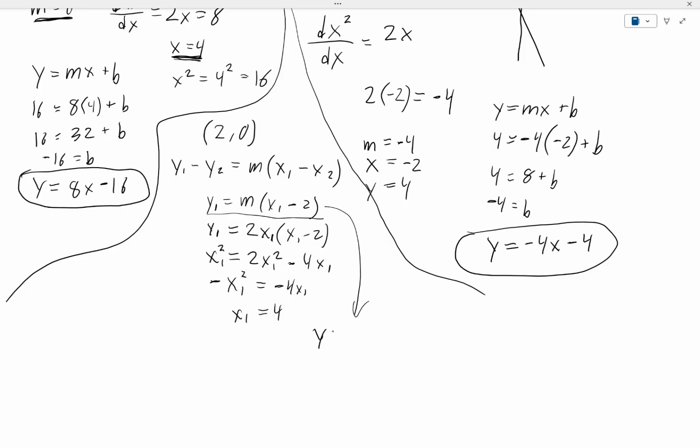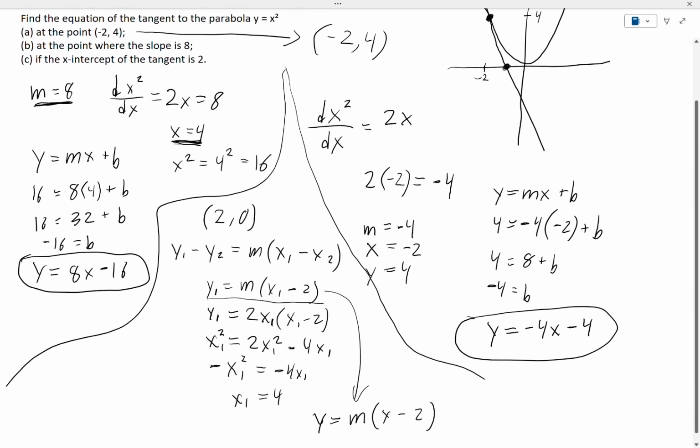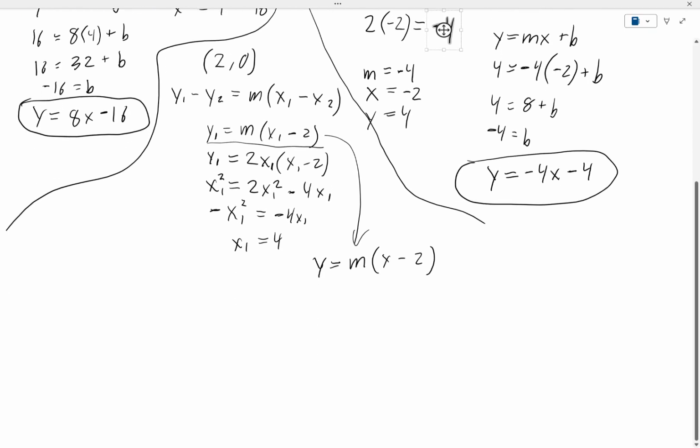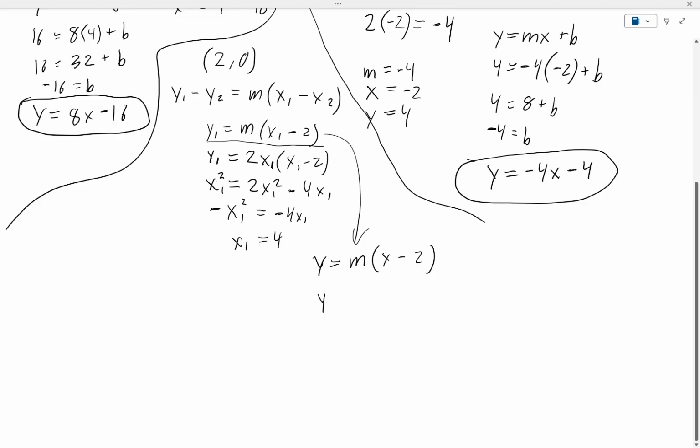So I'm going to say y is equal to mx minus 2. But I know that this m value uses the x value up here at which m was evaluated. I know that m is 2x, so this is going to be 2x1. And I know that x1 is just 4.